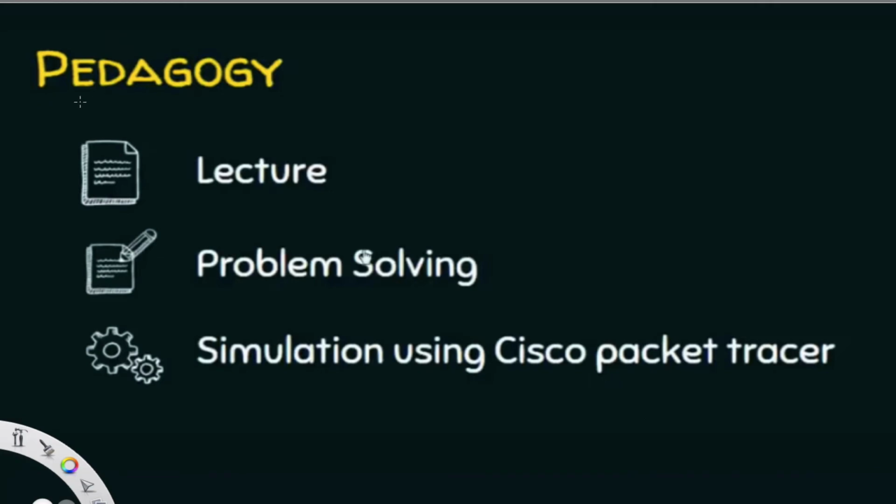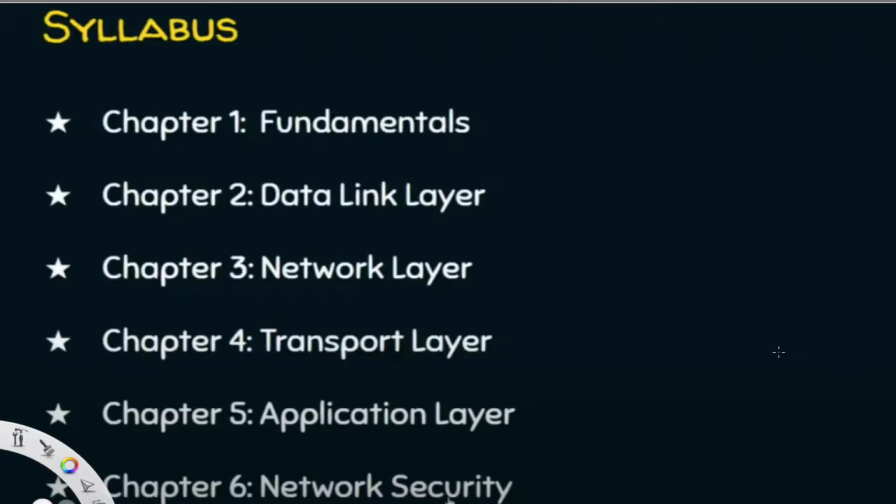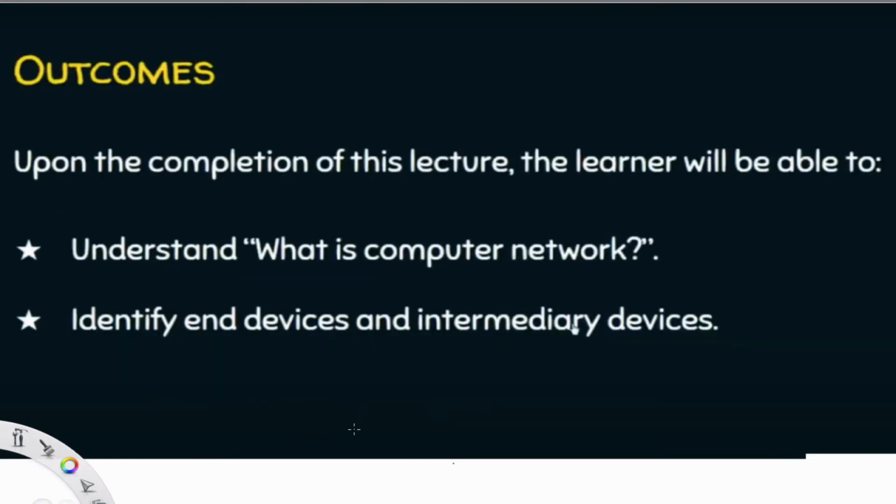Now the next thing is the pedagogy: lecture, problem solving, and simulation using Cisco Packet Tracer. In this syllabus, in chapter 1 we are going to learn about the fundamentals. Chapter 2 we are going to learn about the data link layer. Chapter 3, the network layer. Chapter 4, the transport layer, and chapter 5, the application layer. And in chapter 6 we are going to learn about network security.